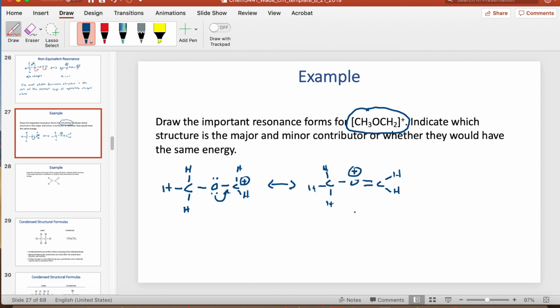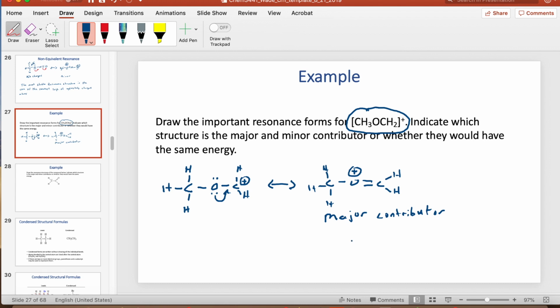So now the question becomes, which one is the major contributor and which one's the minor? There's a trick to this one. Remember, I told you that you want negative charges on the most negative atom, but we have a positive charge here, and notice that in the first structure we have a carbon that doesn't have a full octet. So in this case, this one is going to be the major contributor.